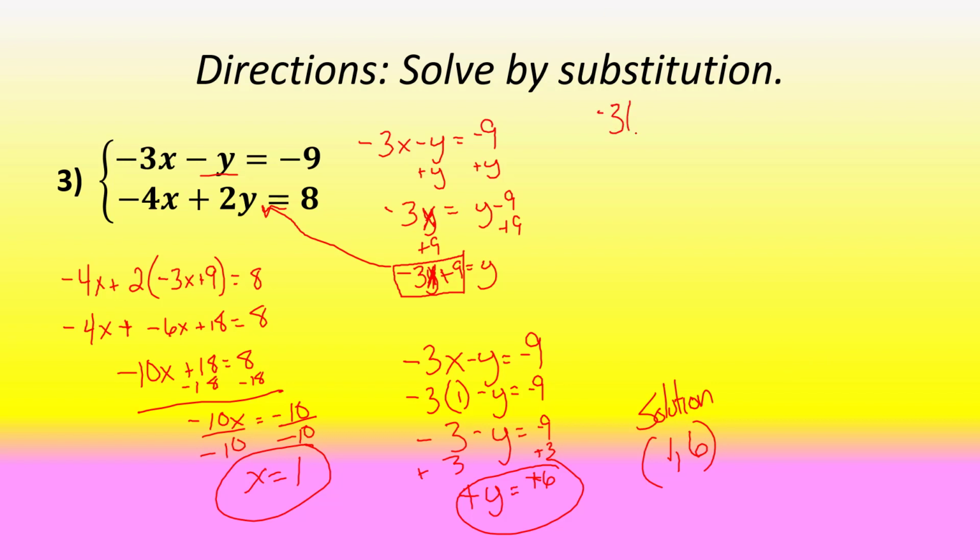Negative 3 times 1 minus 6 equals negative 9. Negative 3 minus 6 equals negative 9. Negative 9 equals negative 9. It worked for that equation.